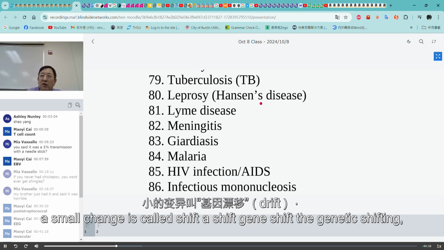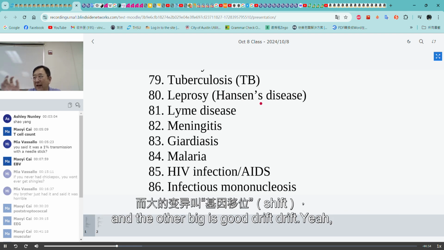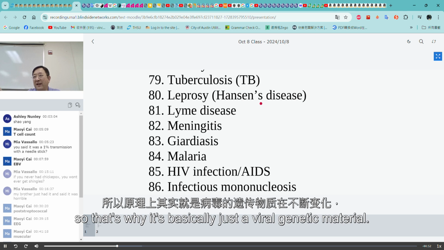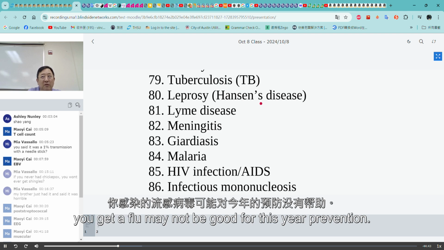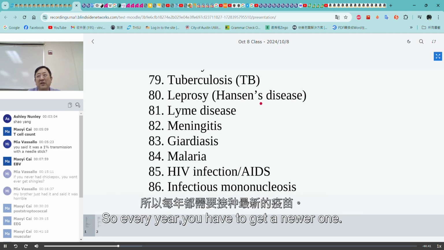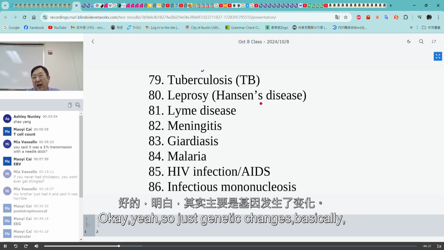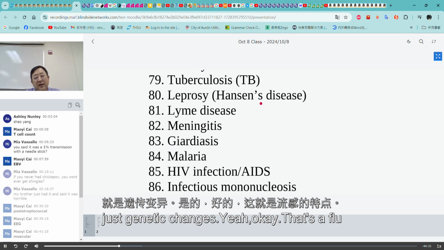A small change is called shift, the genetic shifting, and the big one is called drift. Basically it's just the viral genetic material keep changing. So if you got a flu shot last year, it may not be good for this year's prevention. So every year you have to get a newer one. It's just genetic changes. Okay, that's the flu.